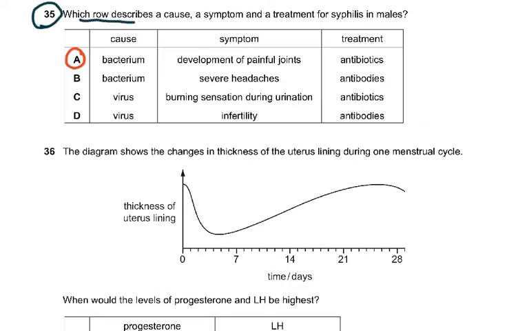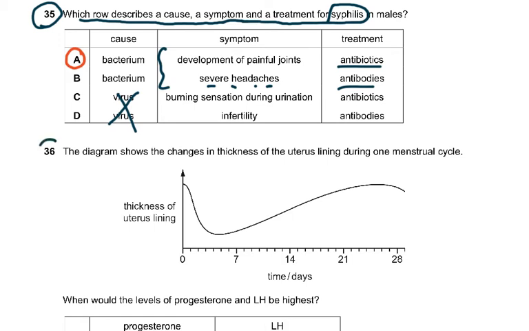Next, 35. Which row describes a cause, a symptom, and a treatment for syphilis? Now we know syphilis is caused by a bacterium, so these two are wrong. Now here we have a problem. In the symptoms it said development of painful joints and severe headaches, and this of course is the same for both of them, and that was a key point that you understand. It has to be syphilis symptoms are only development of painful joints. You don't have headaches in syphilis.